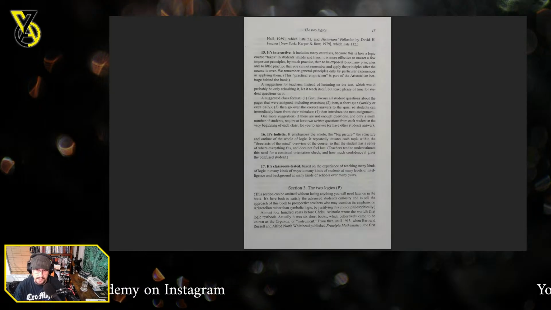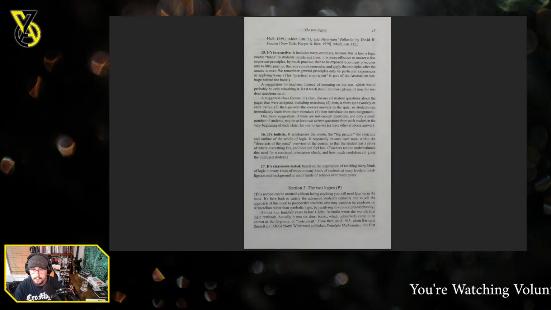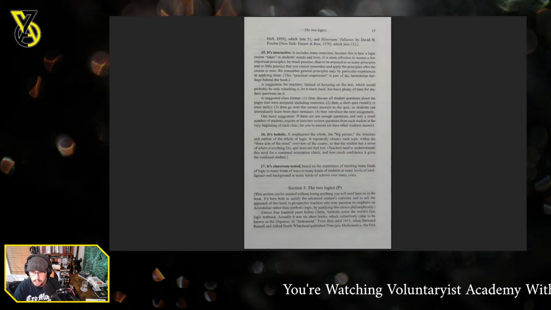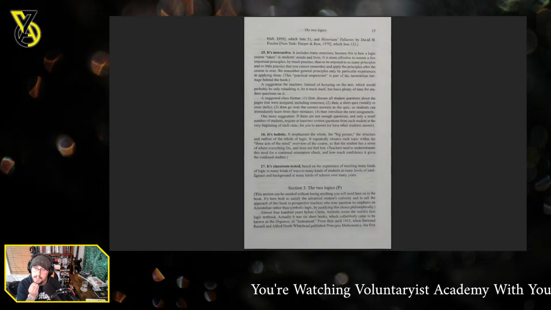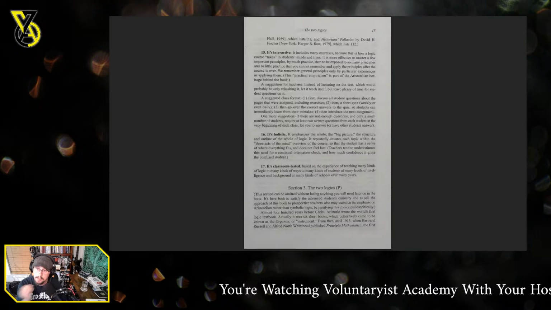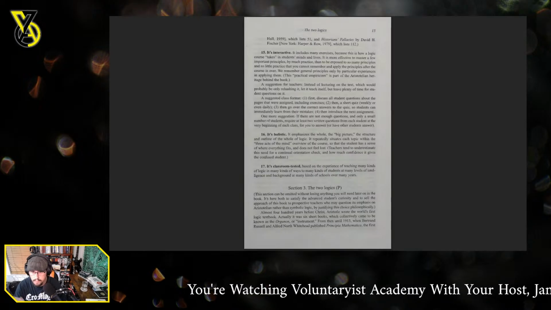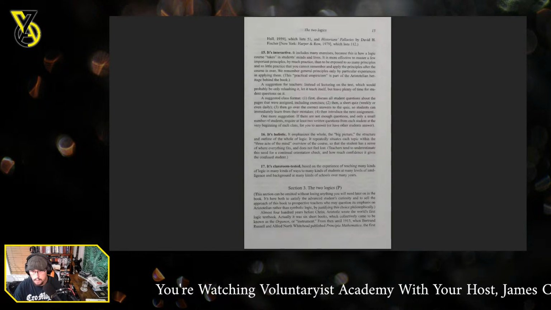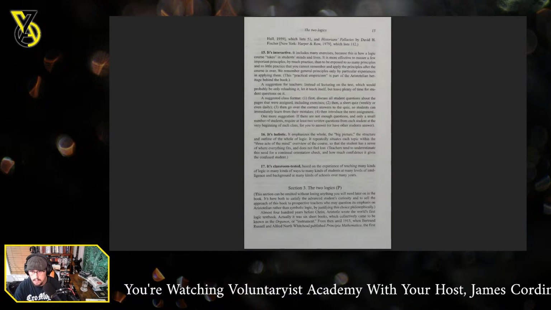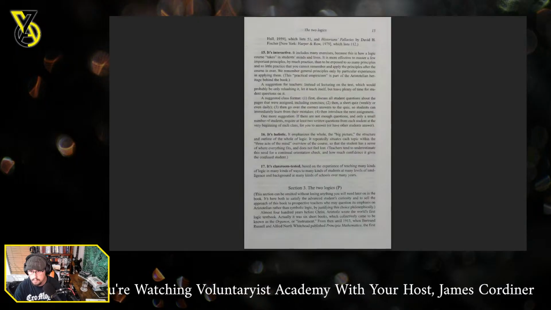A suggestion for teachers. Okay. Instead of lecturing on the text, which would probably be only rehashing it, let it teach itself, but leave plenty of time for student questions on it. A suggested class format. 1, first, discuss all student questions about the pages that were assigned, including exercises. 2, then a short quiz, weekly or even daily. 3, then go over the correct answers to the quiz so students can immediately learn from their mistakes. And 4, then introduce the next assignment.